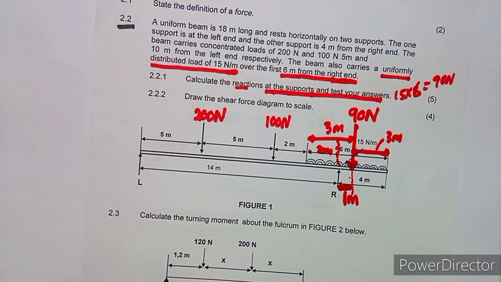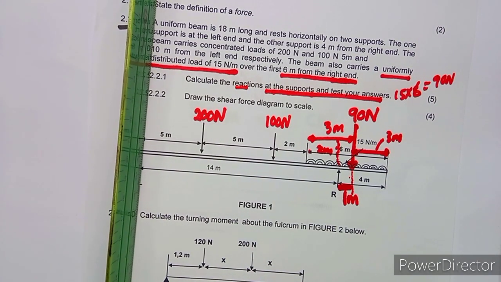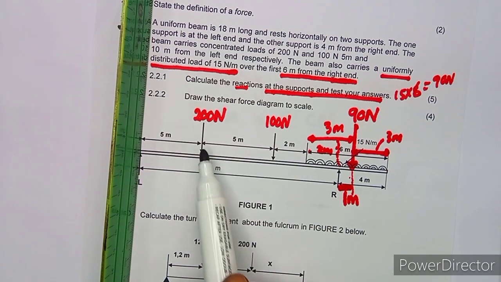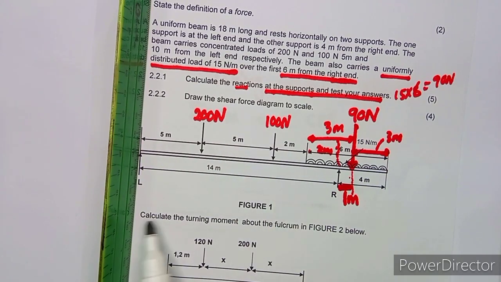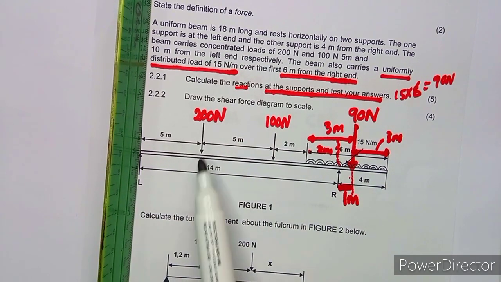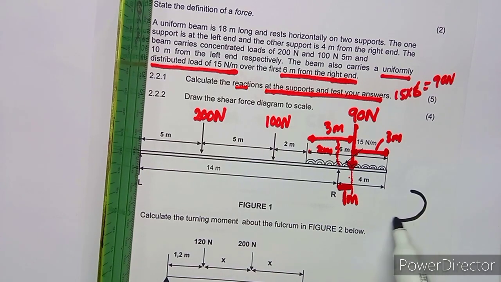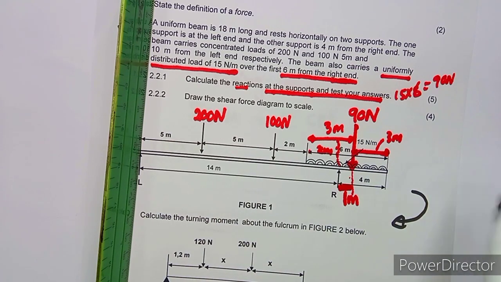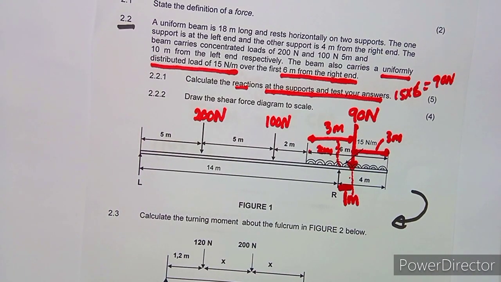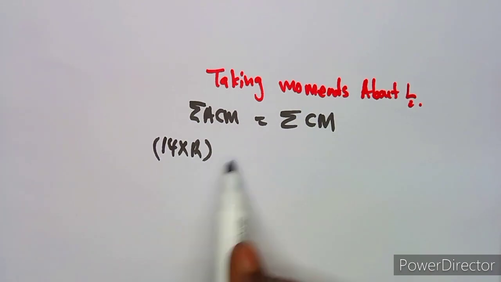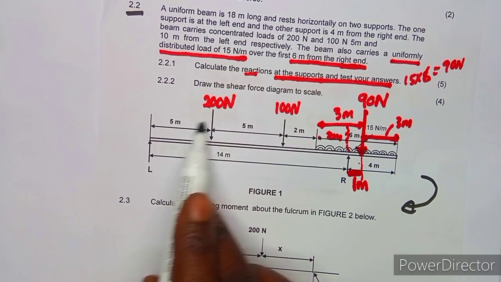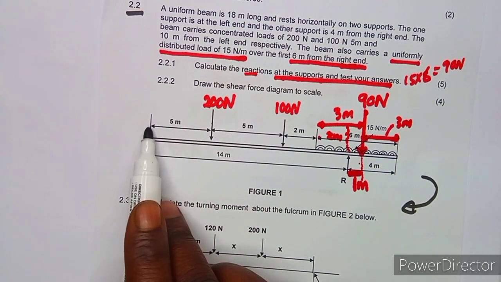Do we have anything else going anti-clockwise? Let's put our support here. As you can see, it's only R that is going this direction. All these other forces are going to come this way, which is clockwise. As you can see, this is the way the clock moves. So all these forces are on the clockwise side, and there's nothing on the anti-clockwise except this one. So it's 200 times 5.